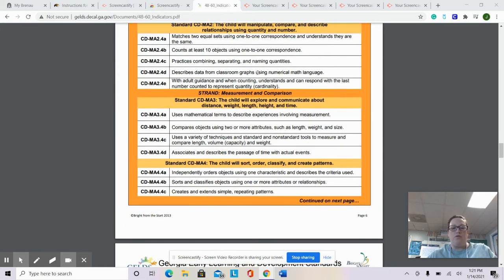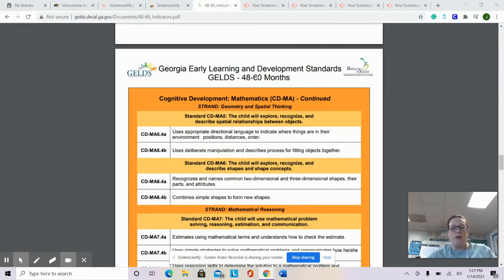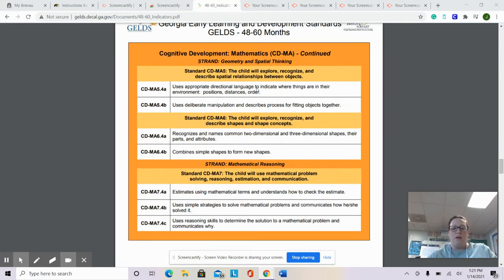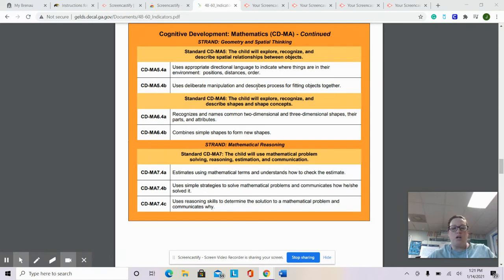Our next section is math. And in math, we have 2 pages as well. This goes along with counting, sorting, patterning, being able to recognize shapes. If I want to make sure my children know 2-dimensional and 3-dimensional shapes, I would come down here to the shapes area and read: recognizes names of common 2-dimensional and 3-dimensional shapes and their parts and attributes. Now when you're writing this on the lesson plan, you do not have to put the CD that we have right here. You are able to put MA6.4a.